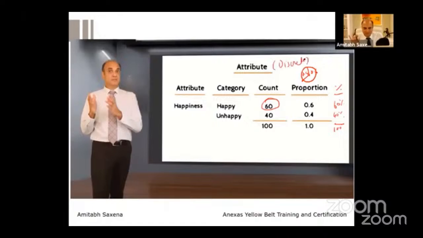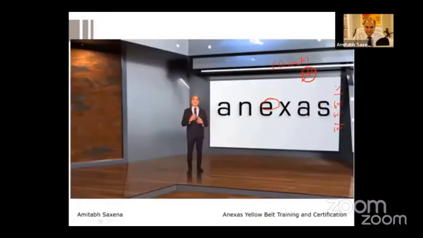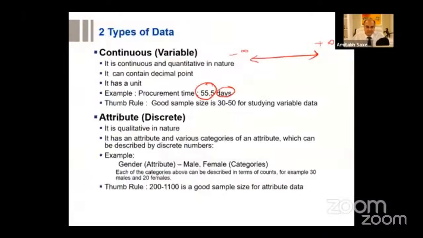So now we have understood the two types of data, continuous and attribute. If I am dealing with continuous data, 30 to 50 samples is good enough. It will give you all the information of millions of population. And if you are dealing with attribute data, 200 to 1,100 samples is good enough. When you join my black belt session, I will tell you where these numbers come from. There is a formula.